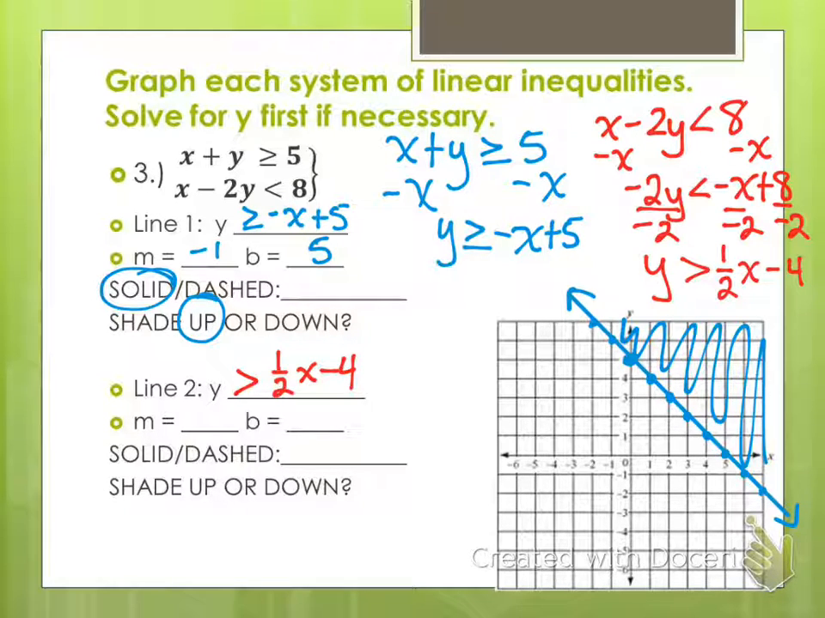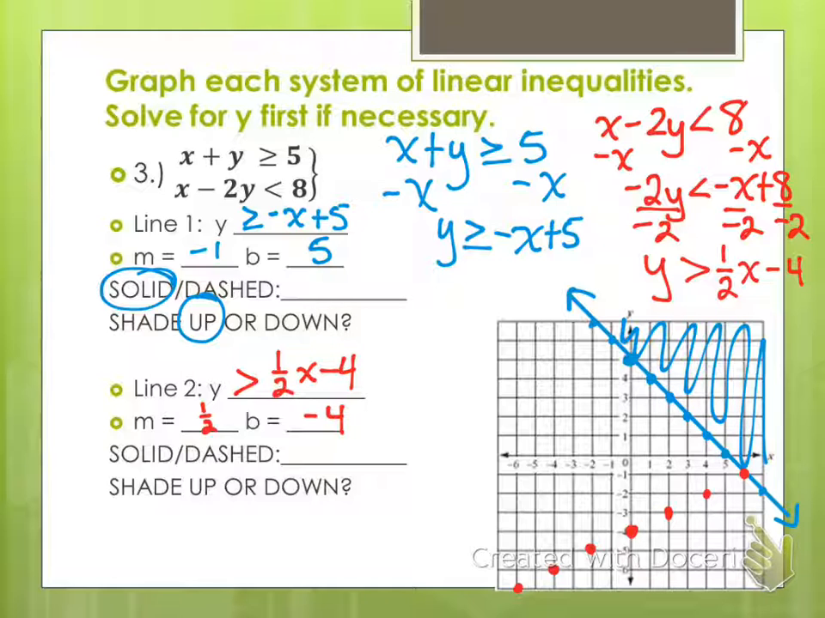We need our m and b. Houston, what are they? What is b? Negative 4, good. We start our graph at negative 4 on the y-axis for b. Our slope is positive 1/2, so we go up 1, right 2, or down 1, left 2.